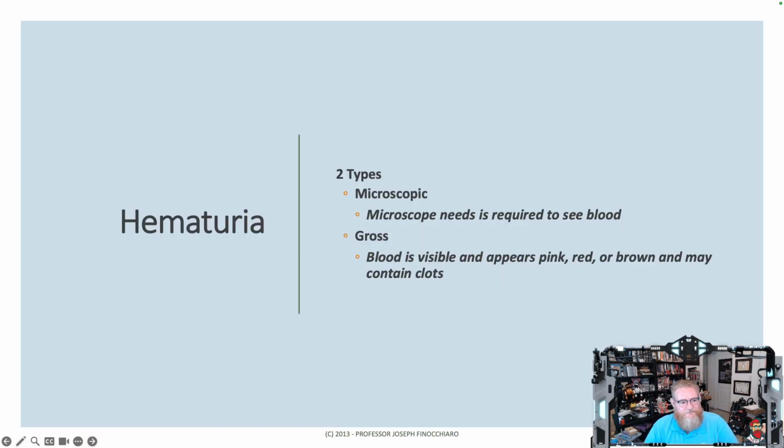There are two types of hematuria: microscopic, where you need a microscope to detect the blood, but there's also gross or visible hematuria, where the blood is visible and appears pink, red, or brown and may contain clots.